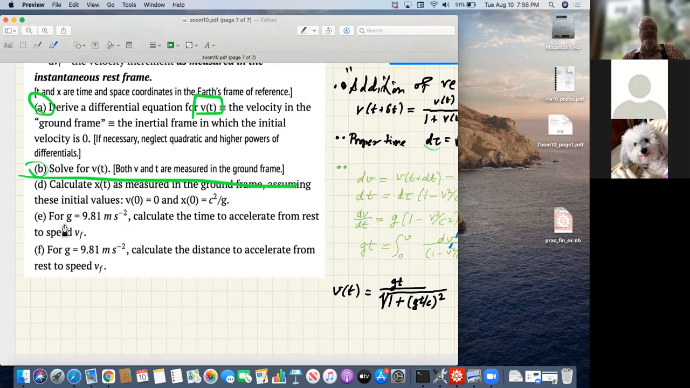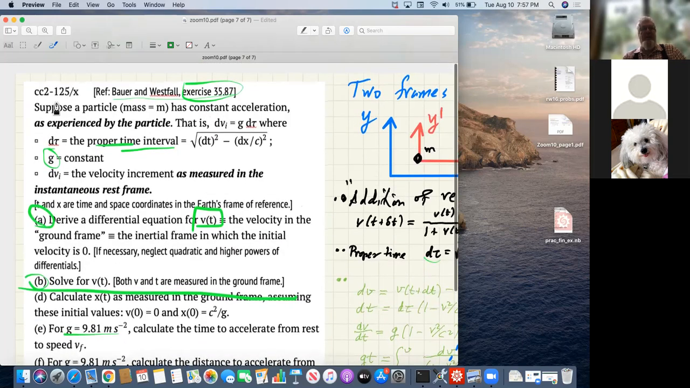And then, just for the sake of curiosity, let's suppose g is 9.81 meters per second squared. How long would it take to accelerate to a speed v final? And I guess the value of v final must be given in the problem. And similarly, how far would it have to travel in order to reach some final speed? Maybe the final speed is 90% the speed of light. How long would it take to accelerate up to 90% of the speed of light? How far would it have to travel to accelerate up to 90% of the speed of light?